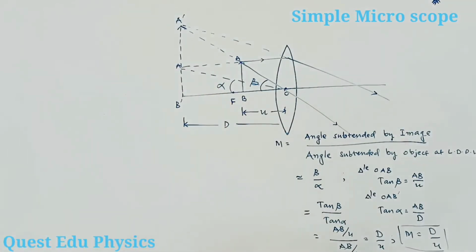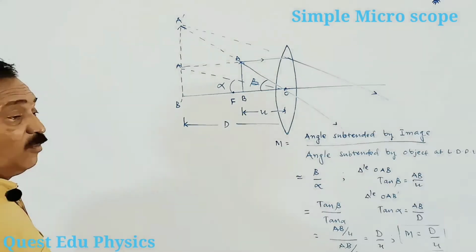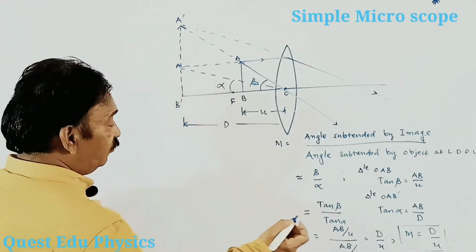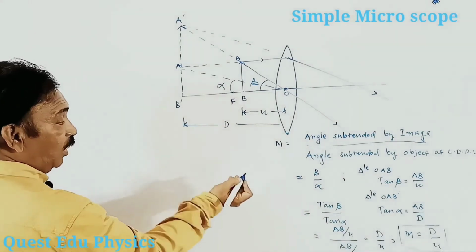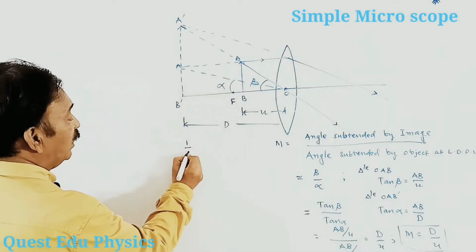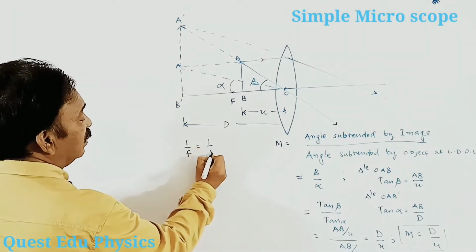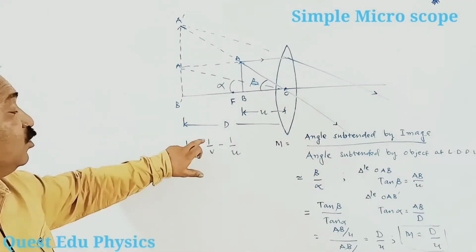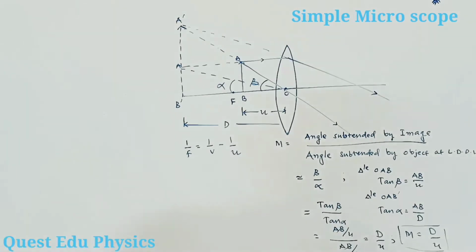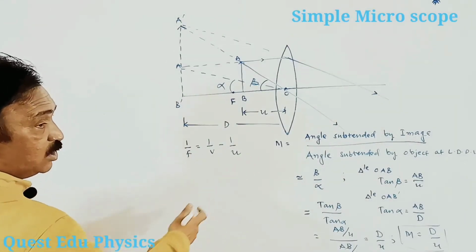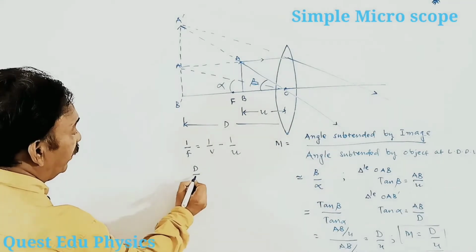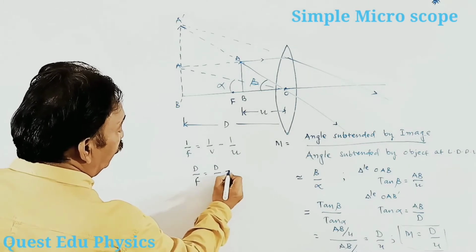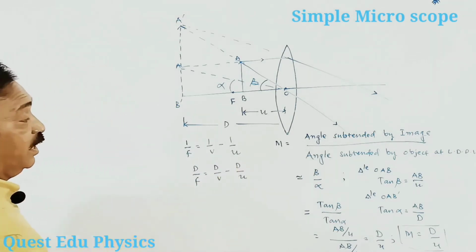Now we are getting the formula for the magnification in terms of the focal length of the lens. Let's say the focal length is F, and you know that from the lens formula, the focal length, image distance and object distance are related like this: 1 by F is equal to 1 by V minus 1 by U. It is for a lens, students. Here I am multiplying both sides with D, students. D by F is equal to D by V minus D by U.